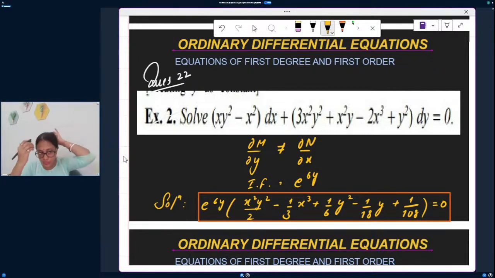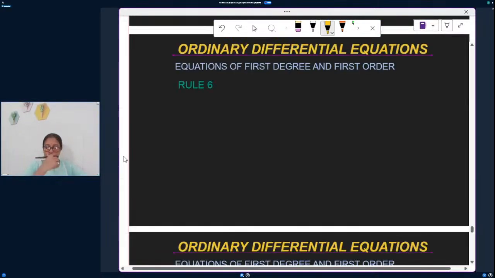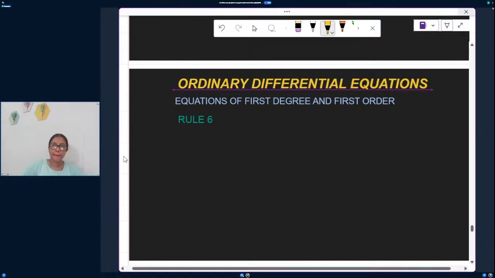Okay. Now rule 6 is the complex one. The last rule that we will count is this. The next rule after rule number 5 is integrating factor by inspection, that we saw in rule number 1, which we will consider as rule number 6. So how does this rule 6 work?